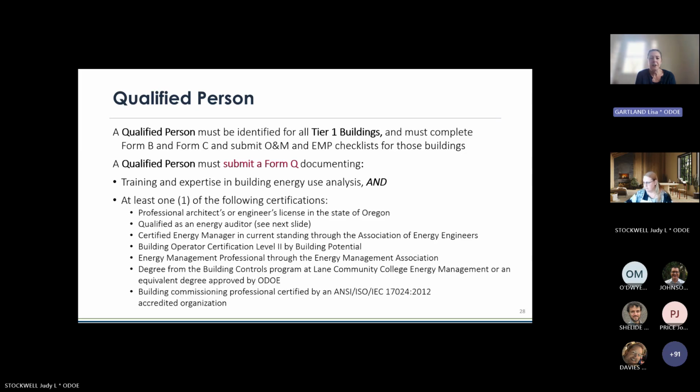We also accept students who have completed the Building Controls program at Lane Community College, their energy management system background, or an equivalent degree approved by ODOE. I will tell you right now, we have not gotten to the state of approving any equivalent degrees. A few people have asked us if it's good enough, or they do have some kind of energy management educational background, and we just don't have the bandwidth right now to vet these programs and check to see that they actually earn the degree, all that kind of stuff.